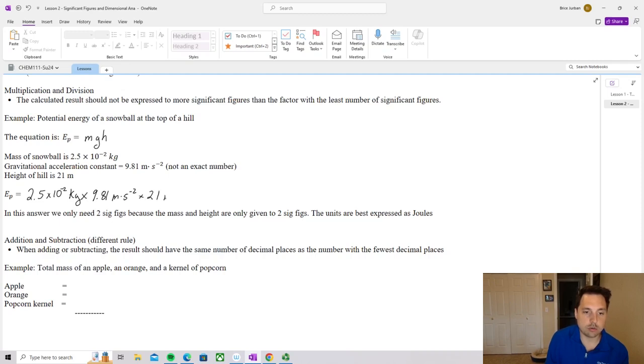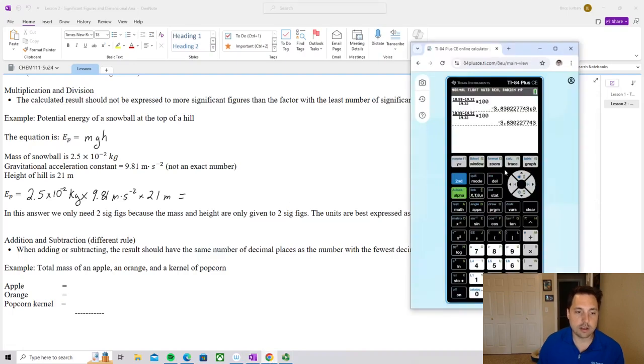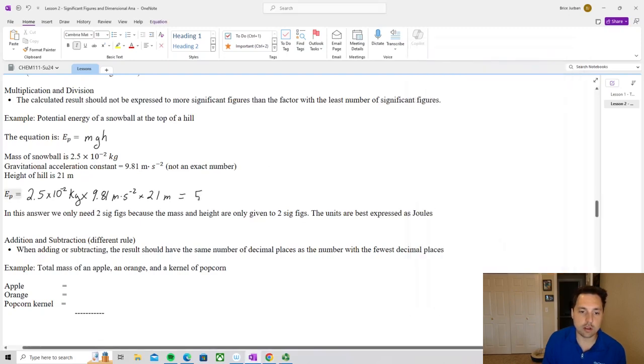Times the height is 21 meters. Let's go ahead and do the calculation. So we have 2.5 e to the negative second times 9.81 times 21. And our value on the calculator gives us 5.15025. Now, we don't need to write all those values.